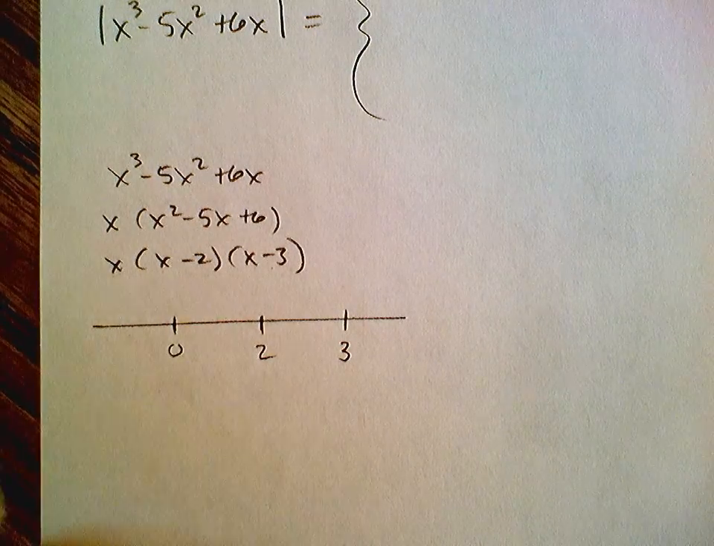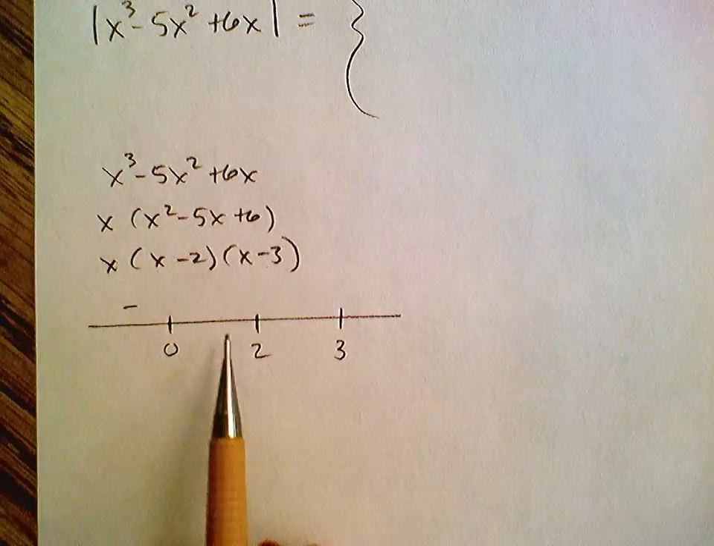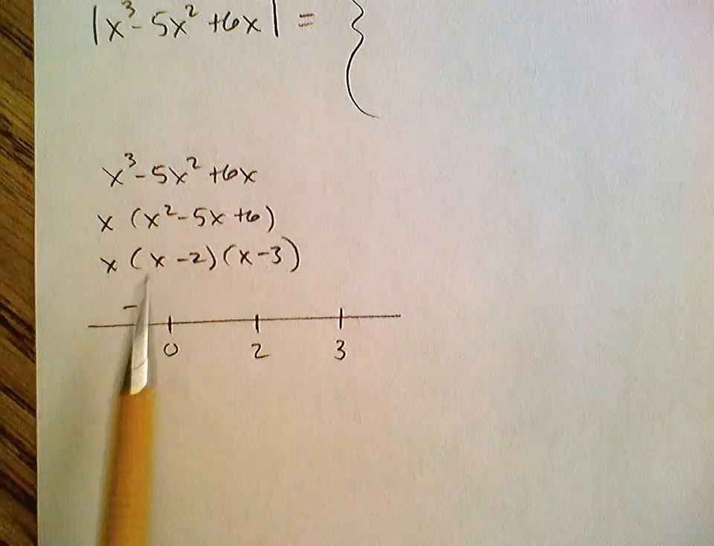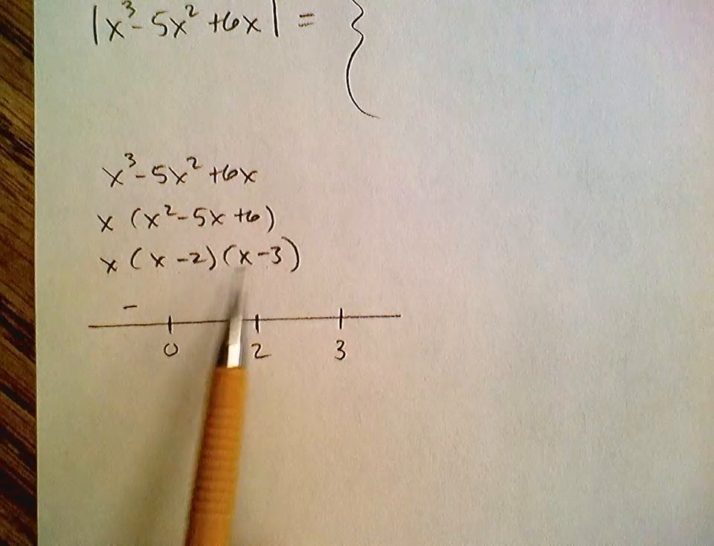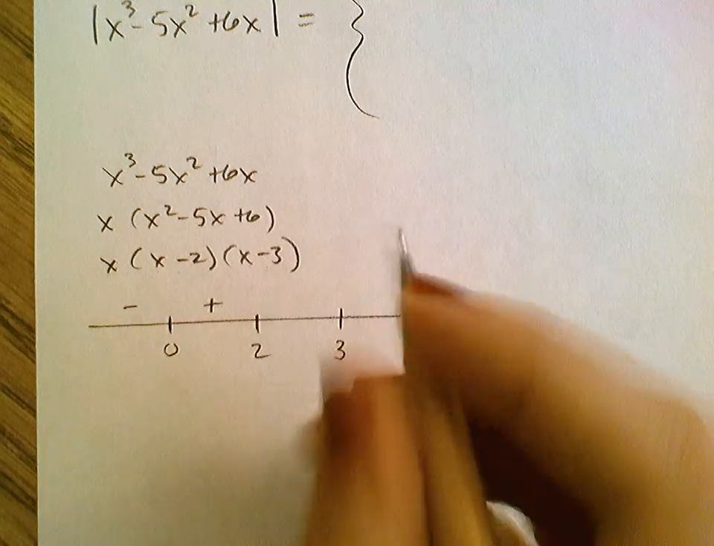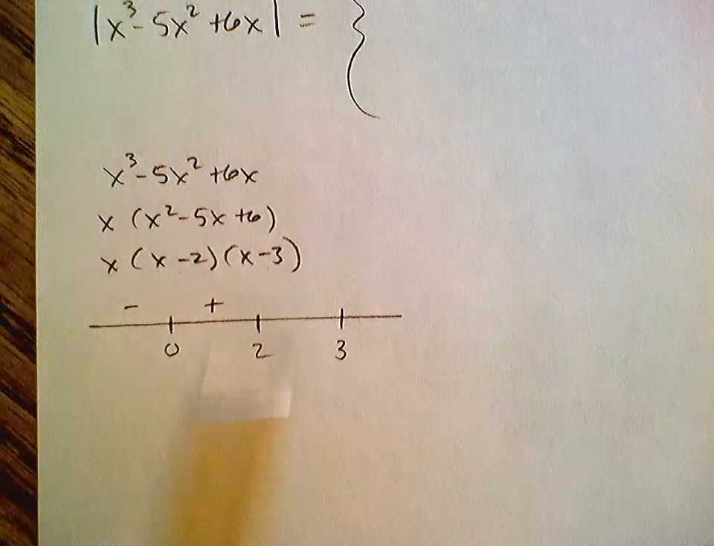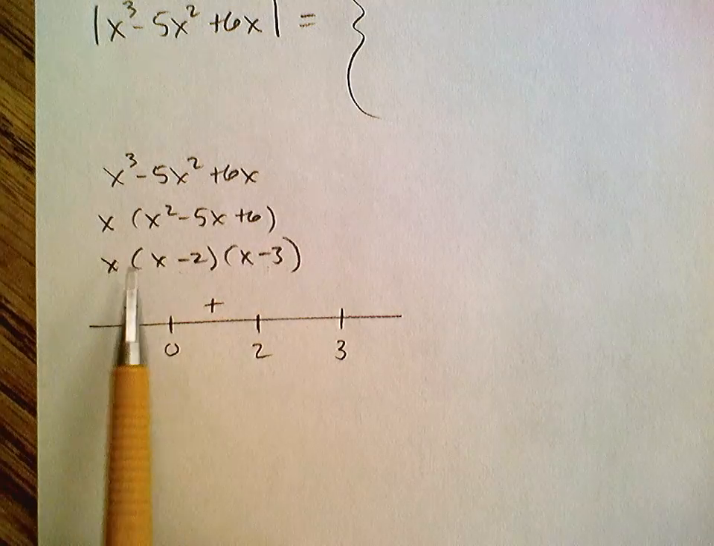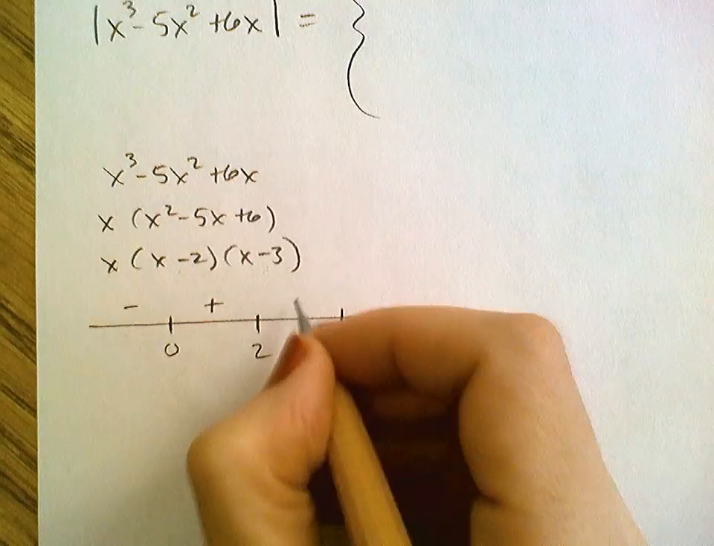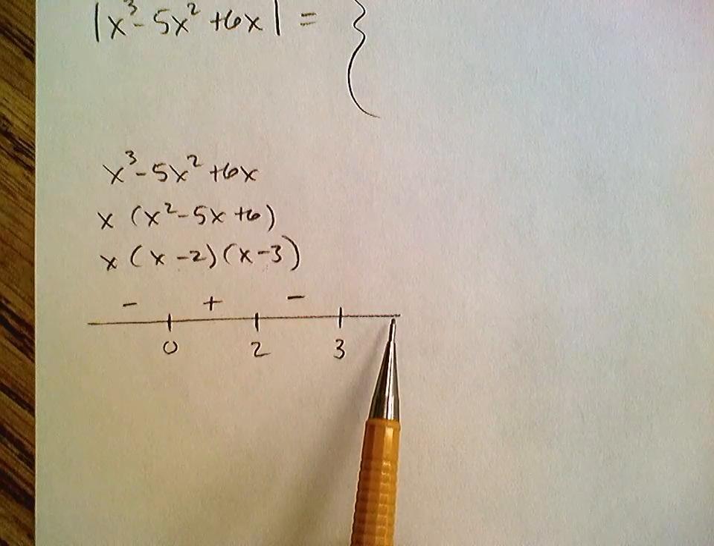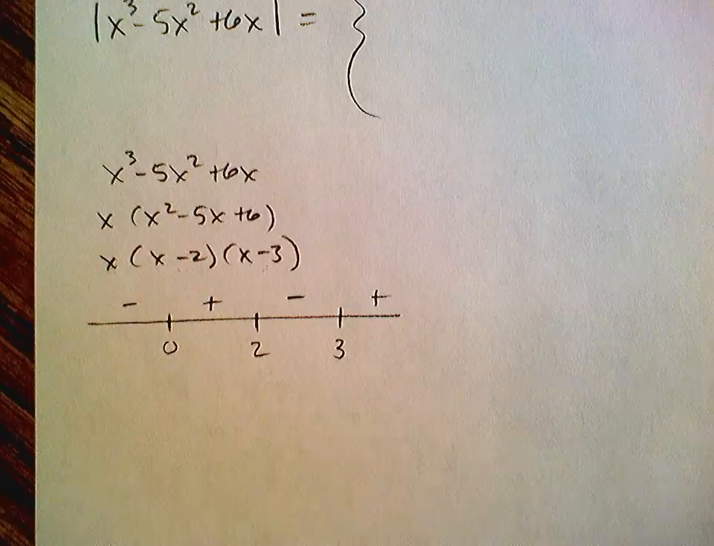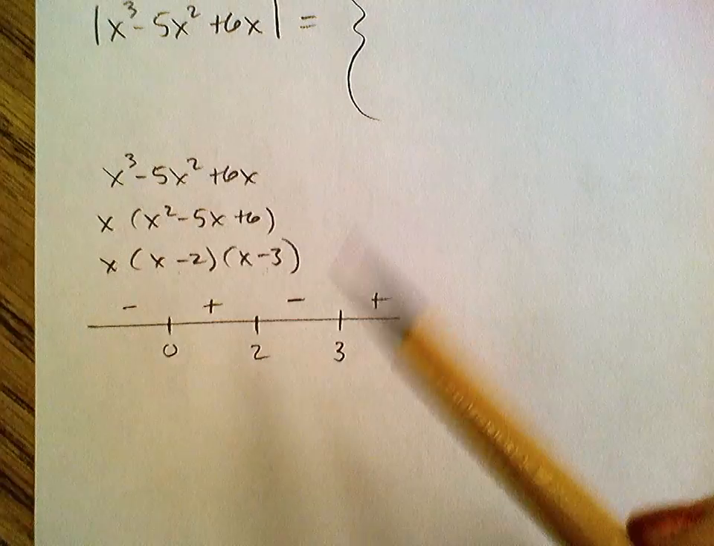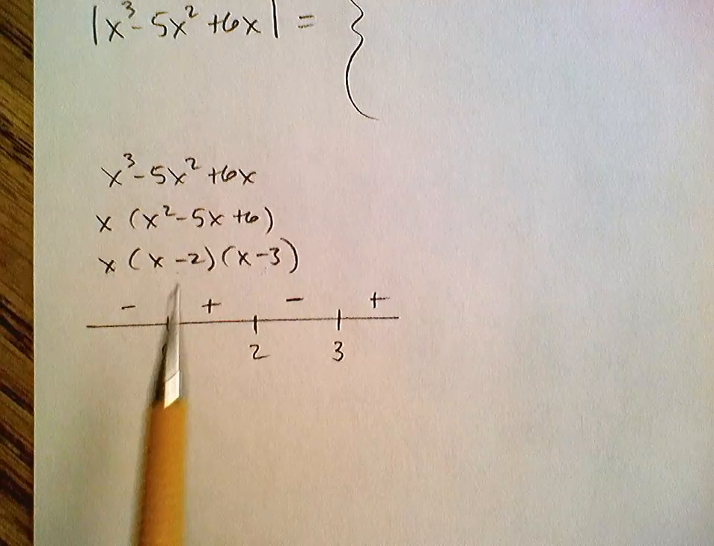Negative times a negative times a negative is a negative. I could plug in 1. That gives me a positive times a negative times a negative, which would be positive. I plug in 2.5. Positive, positive, negative. So negative. I plug in 5. Positive, positive, positive. So I'm going to negate.